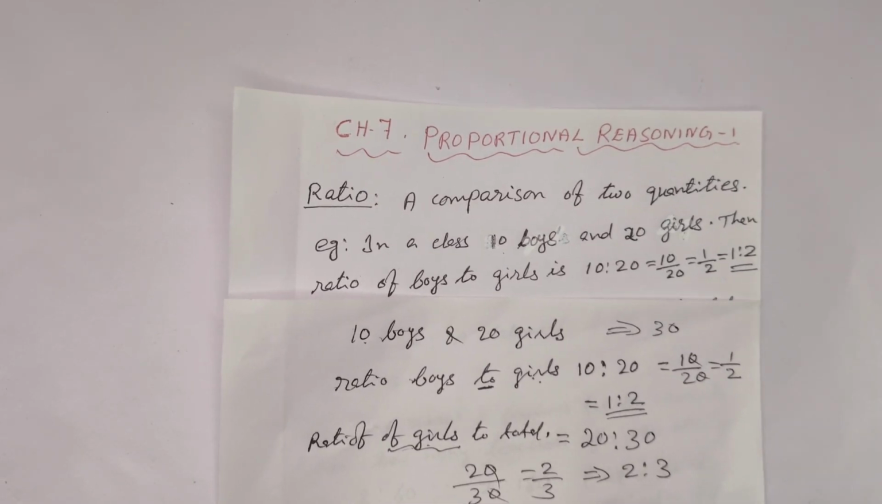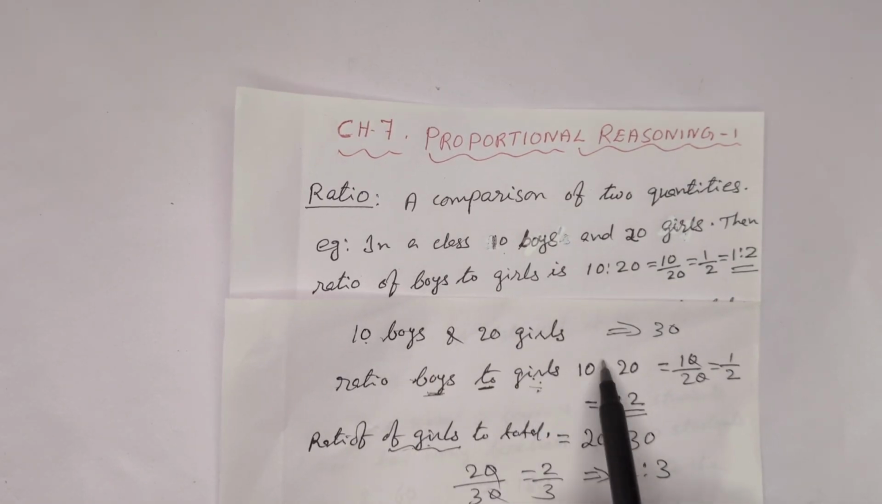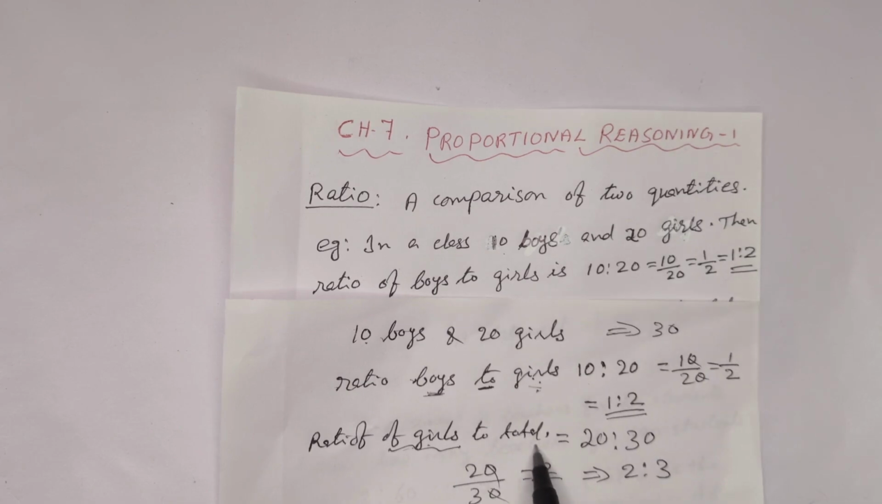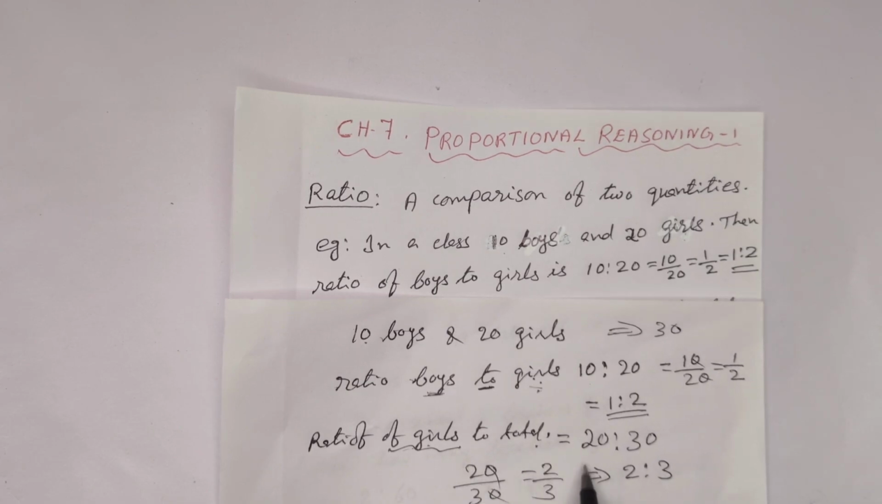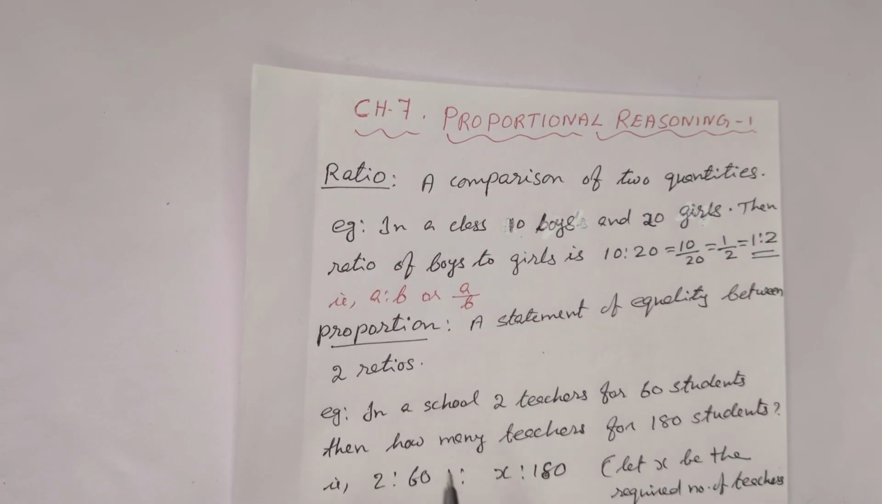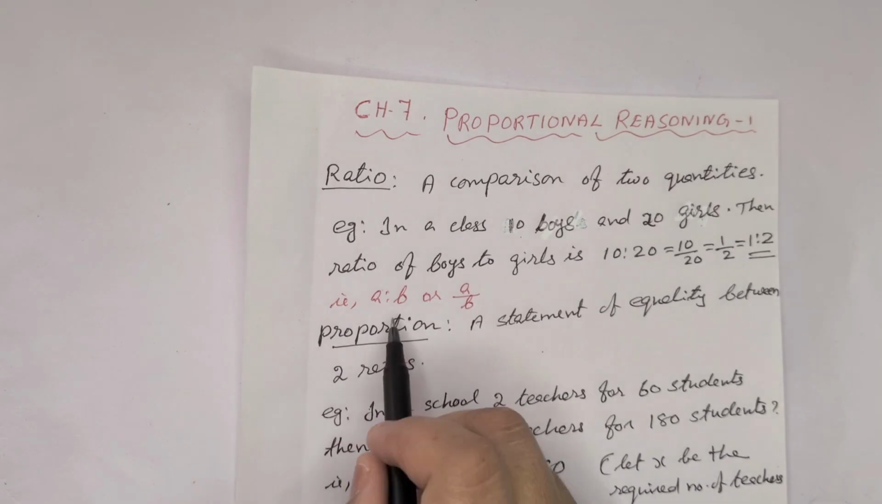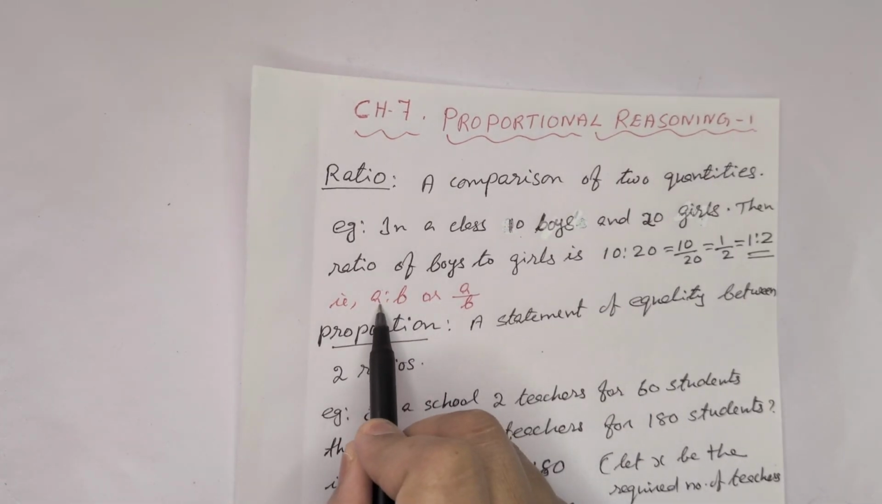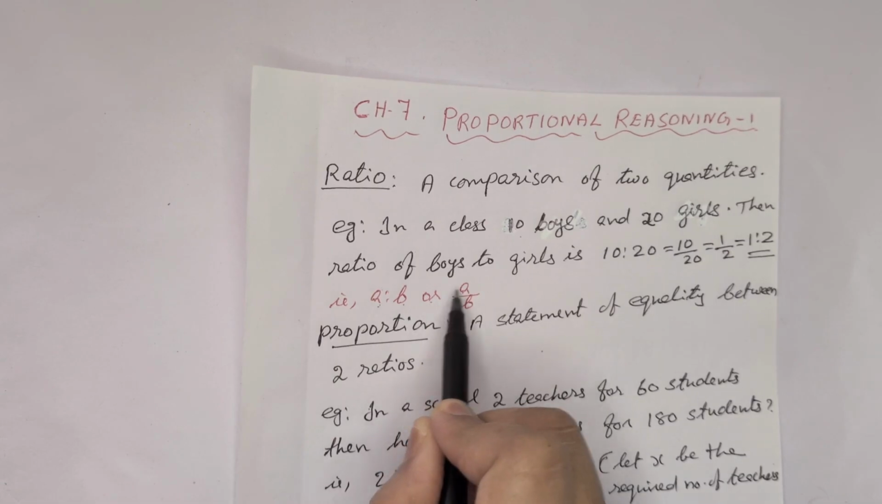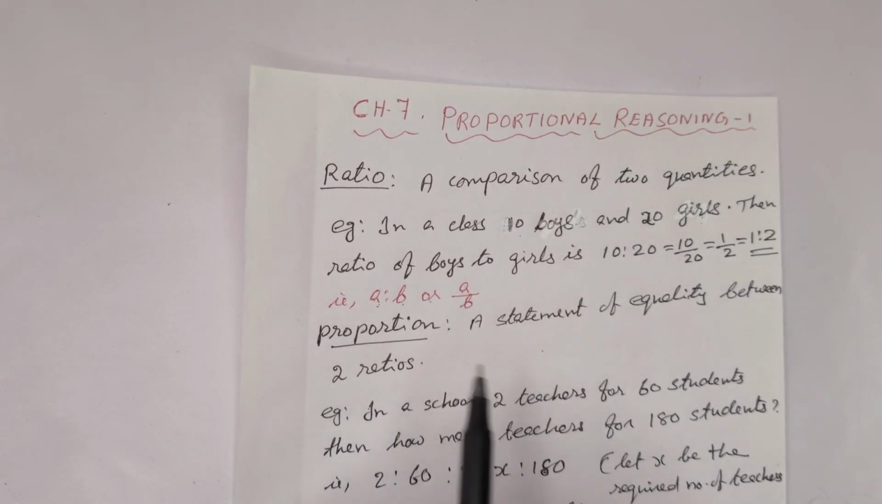So based on the question, number of boys to girls, we have to take the number of boys and girls, write in ratio form as a fraction, then simplify that fraction. And here, ratio of girls to the total number of students will be 20 is to 30. Total number is 30. After simplification, we get the simplified ratio 2 is to 3. So in general, if A and B are two quantities in the same unit, then we can write the ratio as A is to B or A by B in the simplified form.